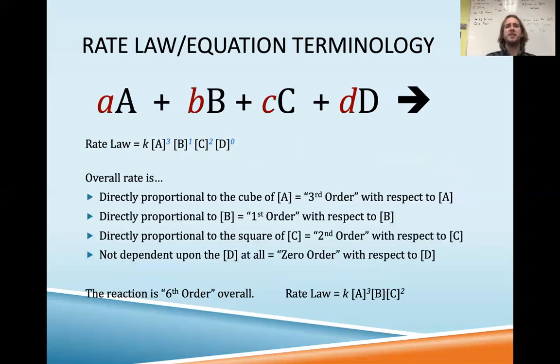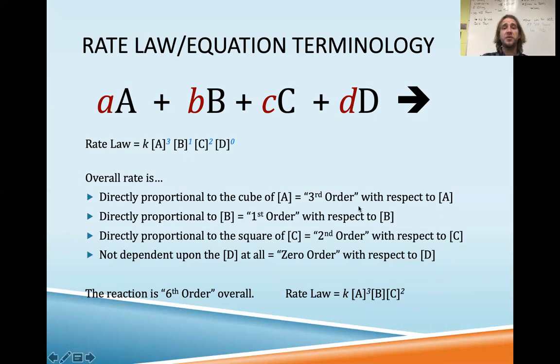So notice here, if this is our overall reaction, we've got substance A reacting with B and C and D. The red letters here are the coefficients. You'll notice they're not in the rate law at all. We do not use the coefficients for the rate law. Those numbers are the rate orders.